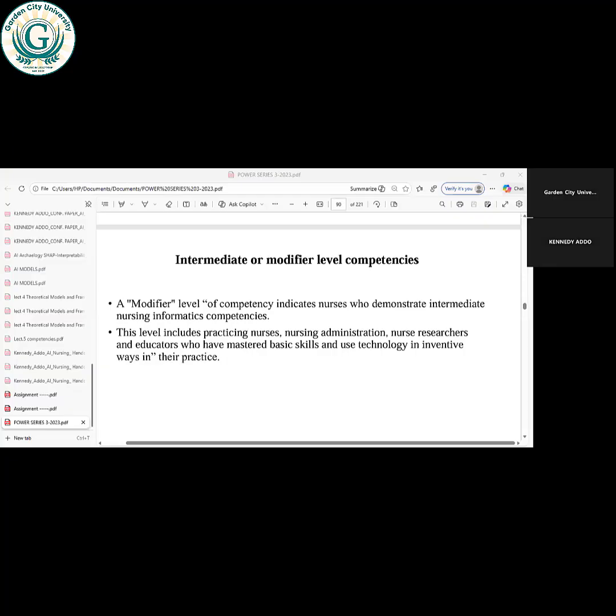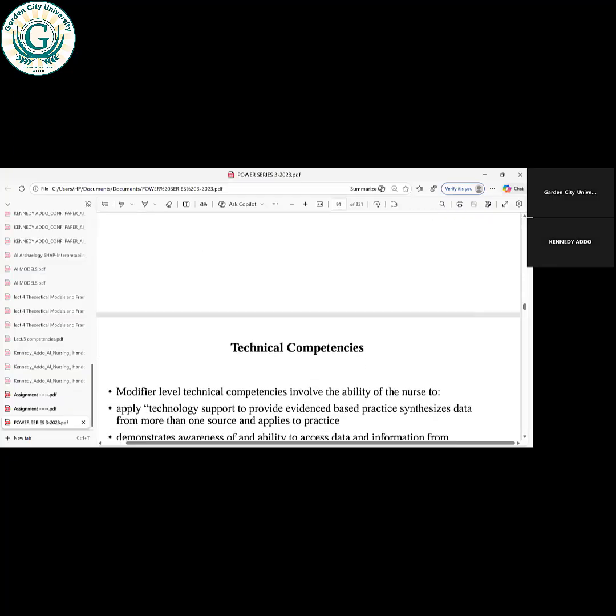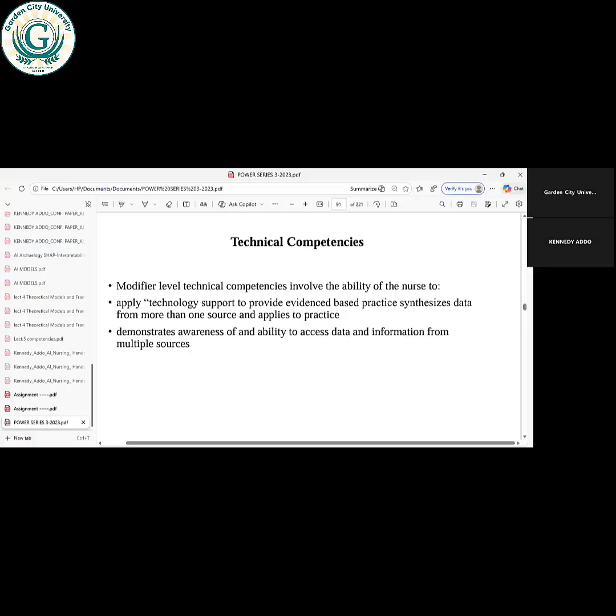Now let's look at the technical point of view for an intermediate or modifier. You should be able to apply technology support to provide evidence-based practice, right?